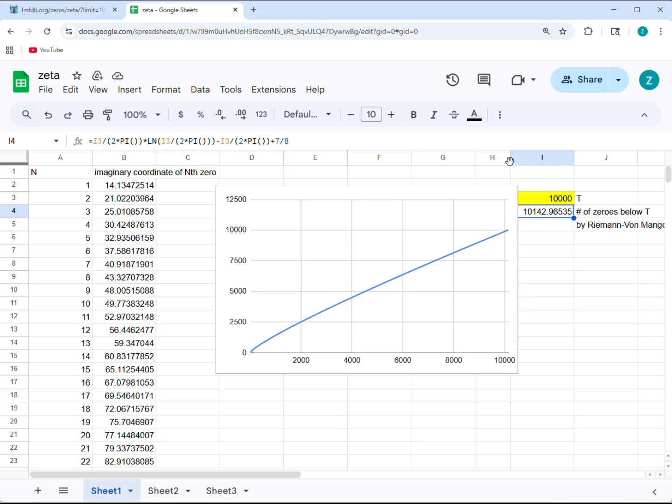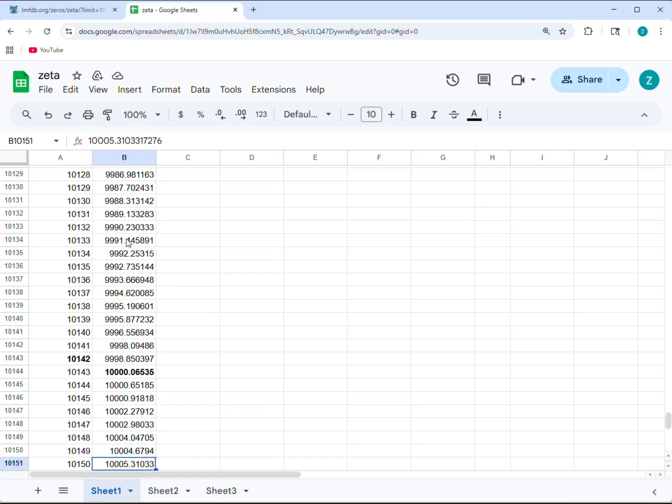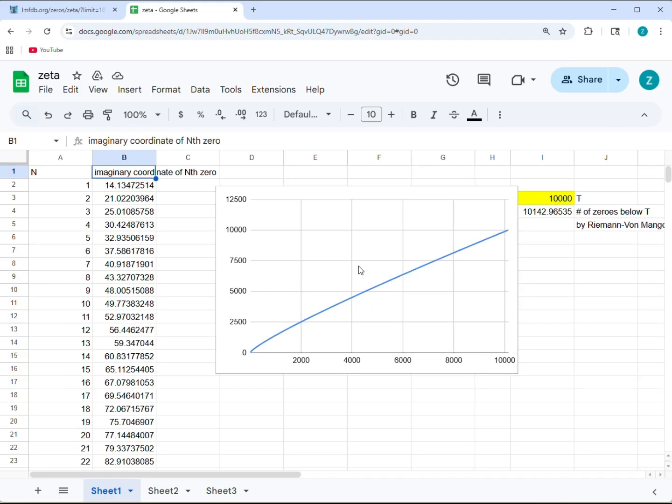And it indeed says that the number of zeros below the height 10,000, it estimates that there should be 10,142 zeros. Well, 10,142.96. So if we go back to this location, indeed there are 10,142 zeros below that number. And if you want to get really fancy, you can see that this number is barely above 10,000. So there are almost 10,143 zeros below 10,000, so you can see this is actually closer to 10,143.